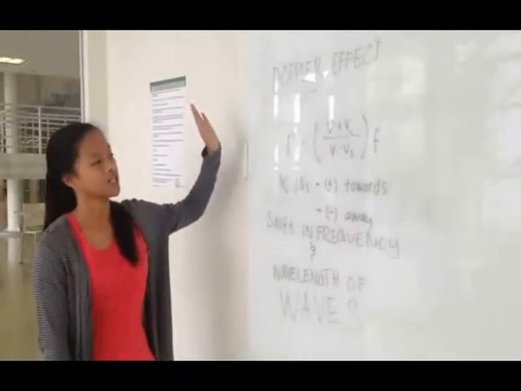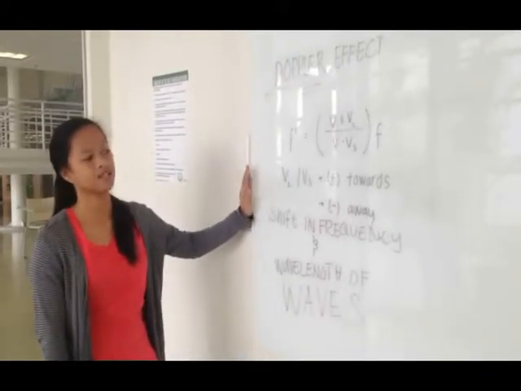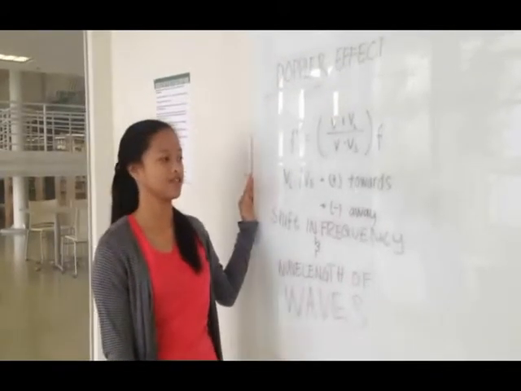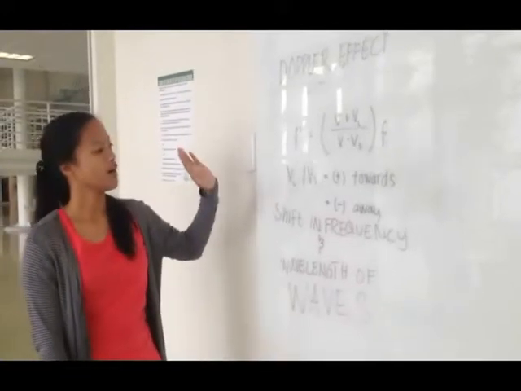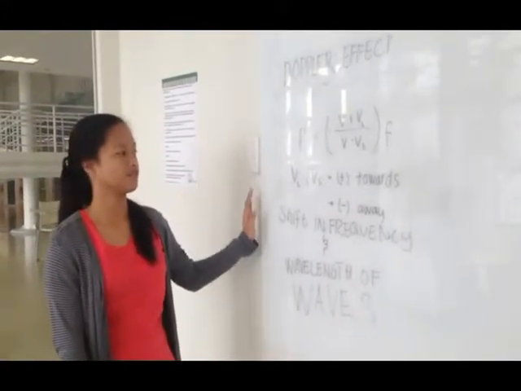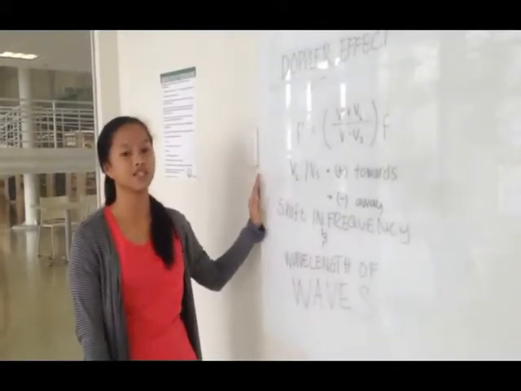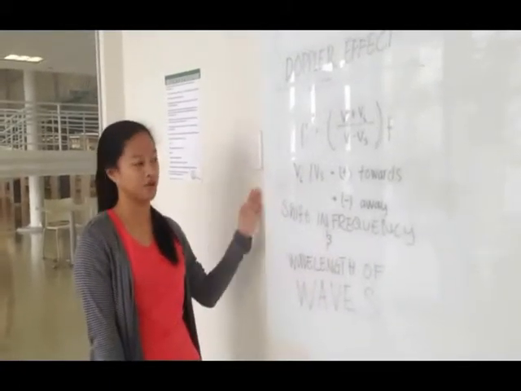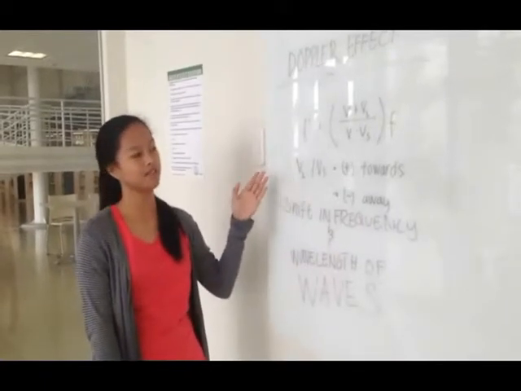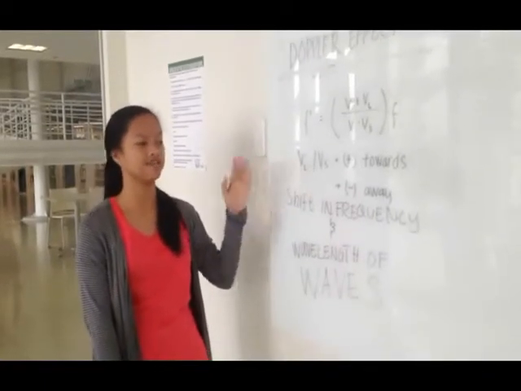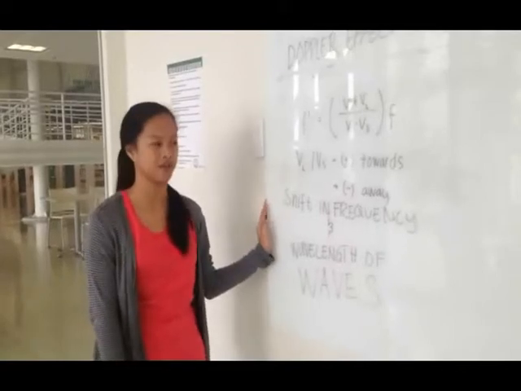VL is the speed of the listener, Vs is the speed of the source, while F is the original frequency. VL is positive if the listener moves towards the source, and negative if the listener travels away from the source. Meaning, if it is positive, there is an increase in frequency, and if it is negative, there is a decrease in frequency. An example of the Doppler effect is exhibited by the electric wave.